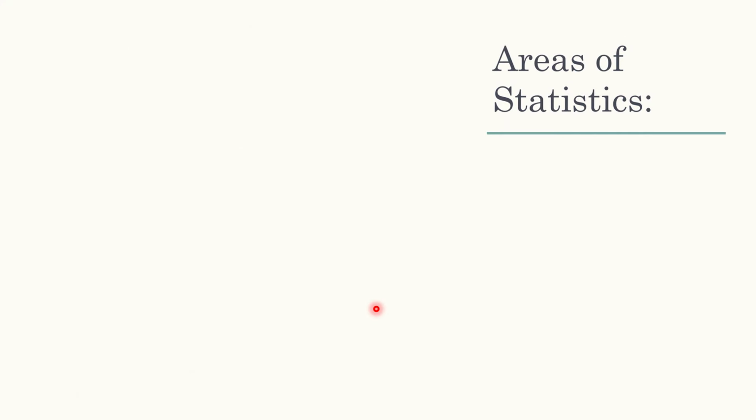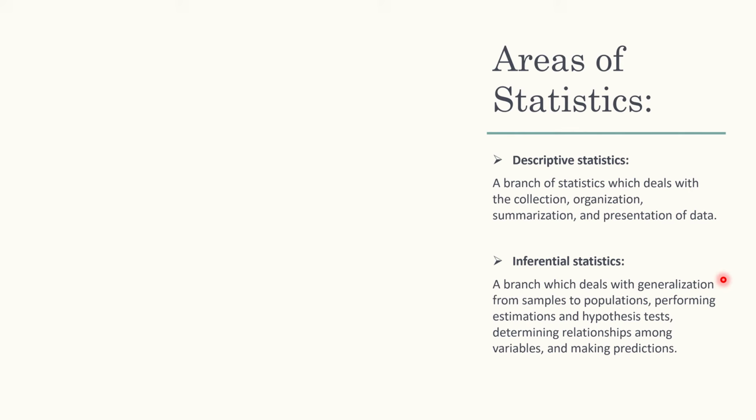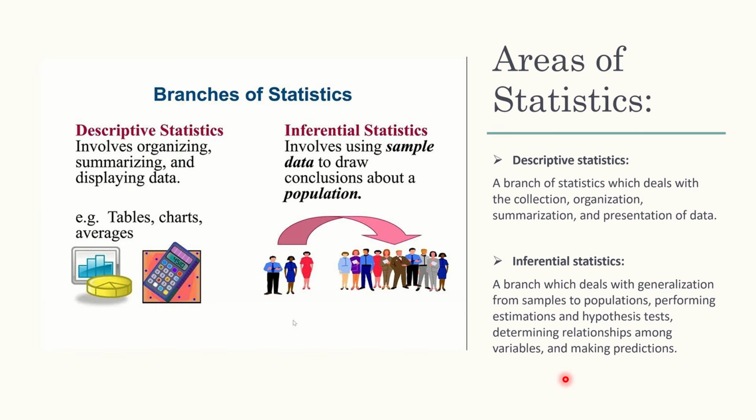As I explained earlier, there are two areas of statistics. The first one is descriptive statistics, in which we do collection, organization, summarization, presentation, and analysis of data. Whereas in inferential statistics, we do generalization from samples to population by doing estimations or hypothesis tests. We can determine the relationship between the variables, and we can make some predictions as well. The relation can be found by using regression or correlation, etc.